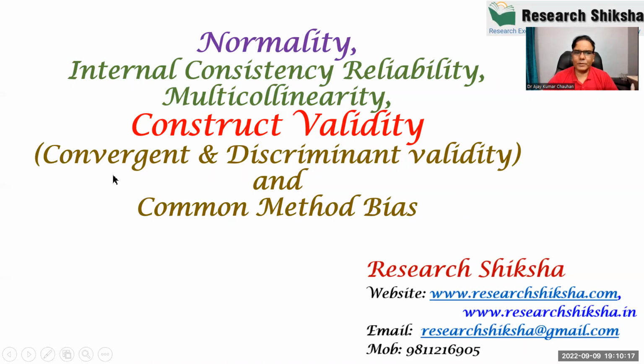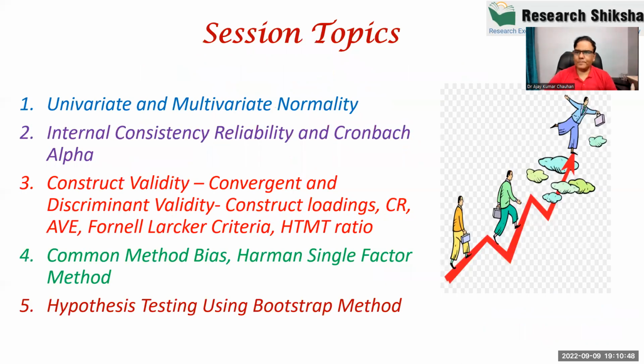Construct validity. There are 2 types of validity: convergent and discriminant, and then the biasness. So these are the 5 issues which you have to check before going to the hypothesis testing. And discussing these issues is almost important whether you are preparing for a thesis or you are writing a paper, because you can get queries on any of the aspects. So the topic for today is this.